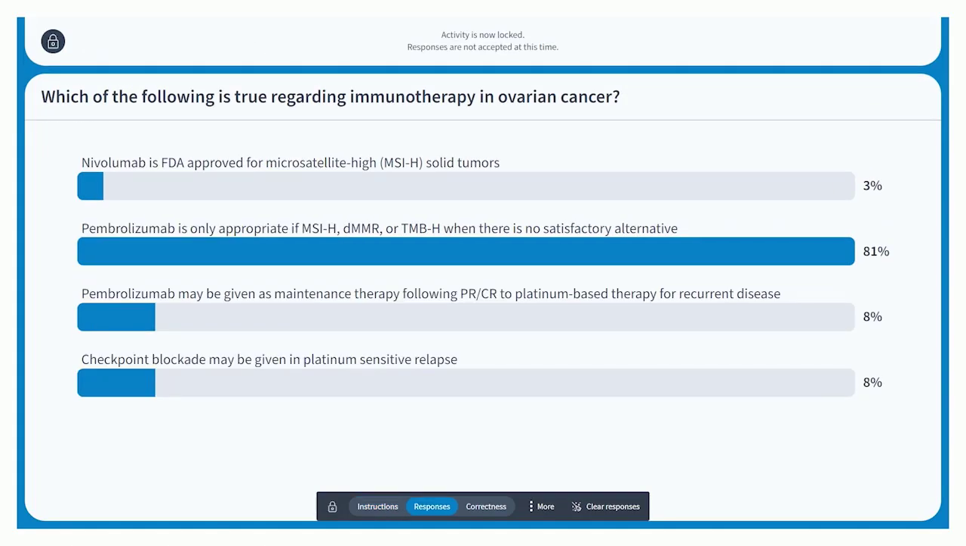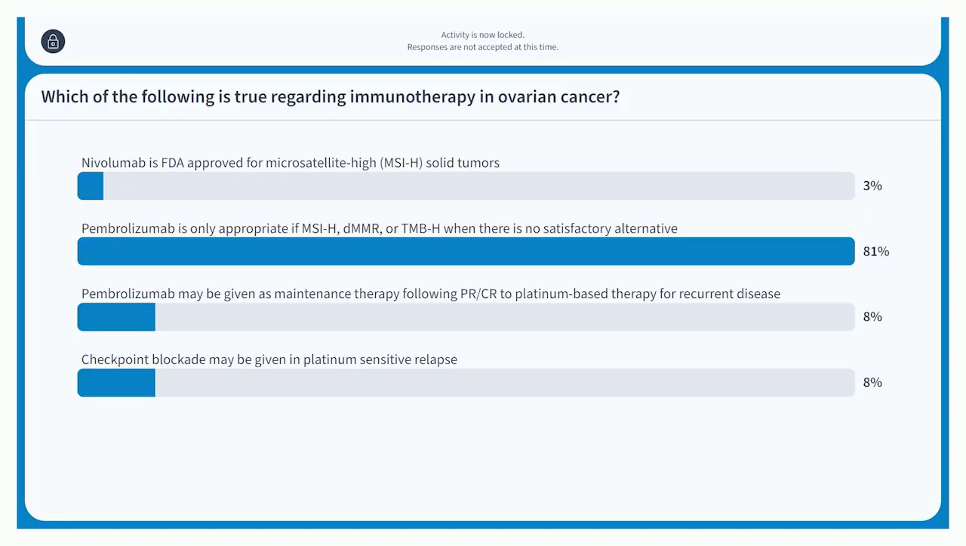All right, and so the correct answer here is B. Pembrolizumab is only appropriate if MSI high, dMMR, or TMB-H when there's no satisfactory alternatives. For nivolumab, again, as Dr. Walko discussed earlier, that does not have the across-the-board indication like pembrolizumab does. We do not have the option, at this point in time at least, of doing pembrolizumab as a maintenance therapy for these patients. And then checkpoint blockade is not something that we just do for platinum-sensitive disease.